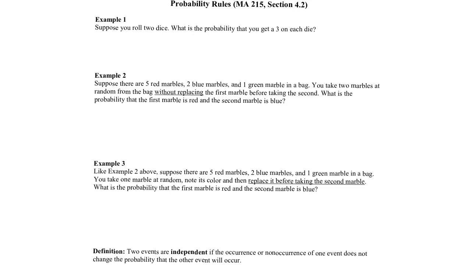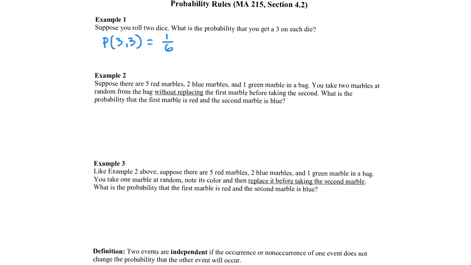And the example says, suppose you roll 2 dice. So these are going to be 6-sided fair dice. What is the probability that you get a 3 on each die? So we could write this something like probability 3, 3. So think about the first one. When you roll that first die, what is the probability you get a 3? And it's going to be 1 out of 6, right? 1 out of 6. There's 6 sides. One of those sides is a 3 on it.